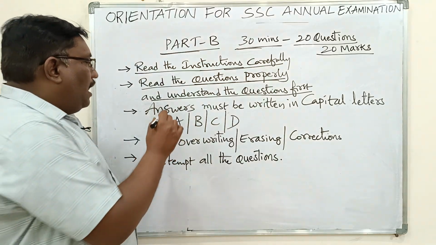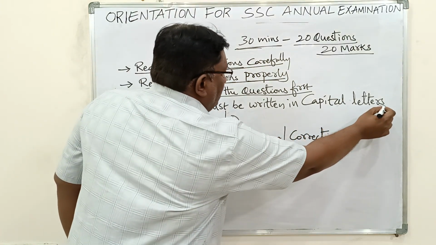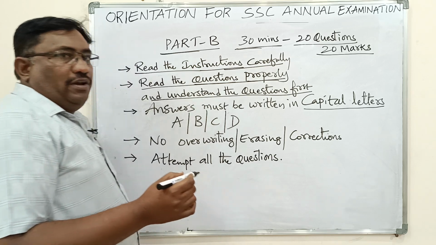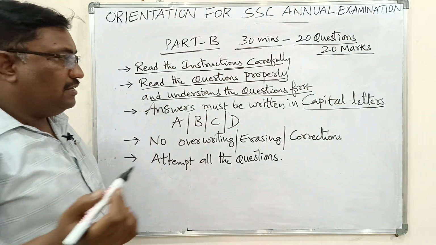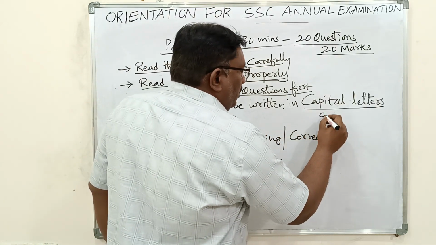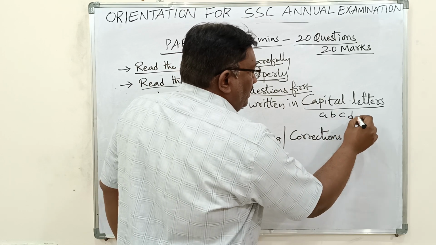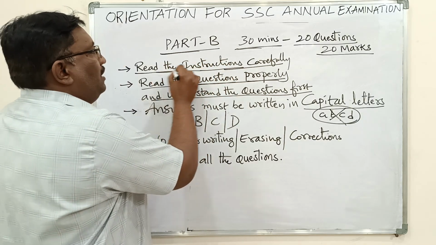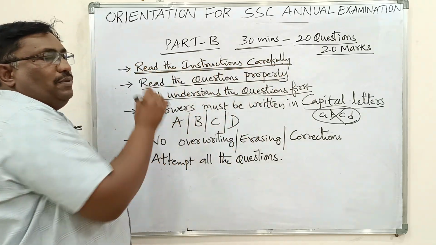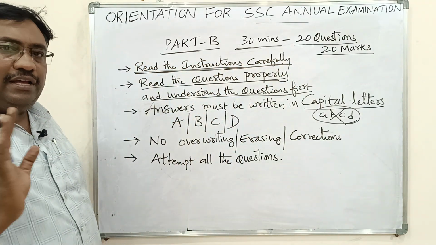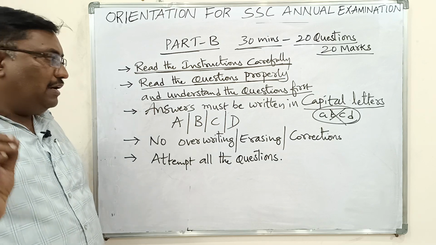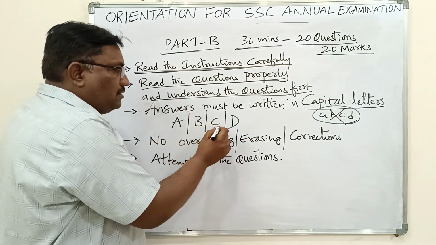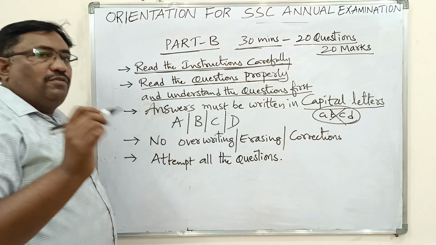Okay, and answers must be written in capital letters. While evaluating the papers in the last annual examination, we found that students were using small letters a, b, c, d. This must be avoided, as these instructions are already given at the beginning of the part B question paper. The first instruction is that one only. Use capital letters like A or B or C or D, any one of your choice.